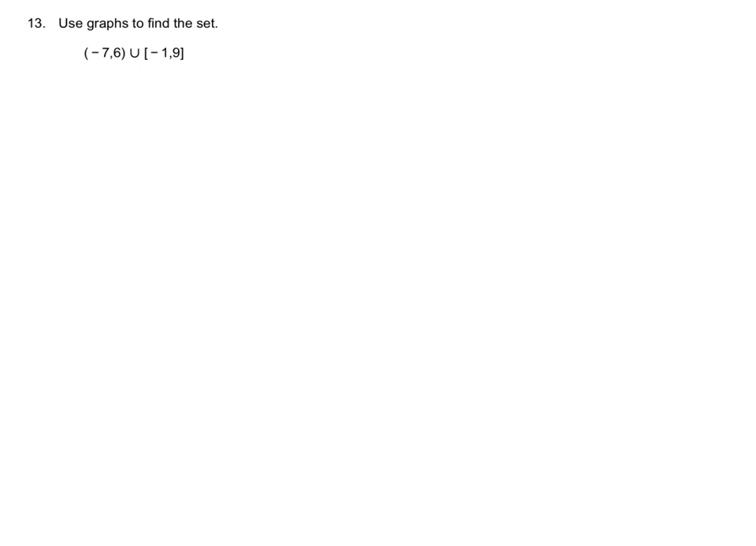Use graphs to find the set. Okay, this is a union, so this tells me I'm going to take the smallest number and the largest number of either set, and that's going to be my answer. So, to do this, we want to graph both intervals and then take the union.